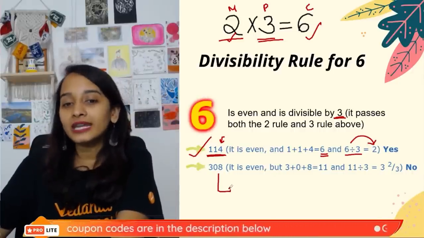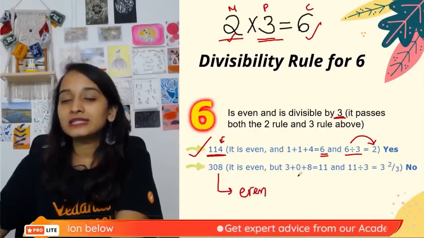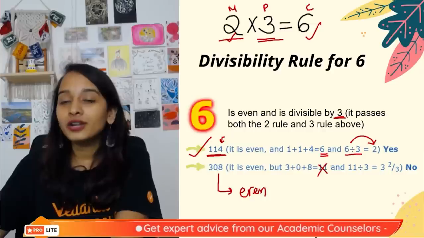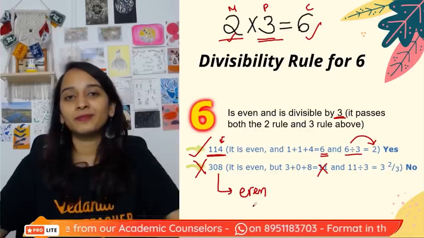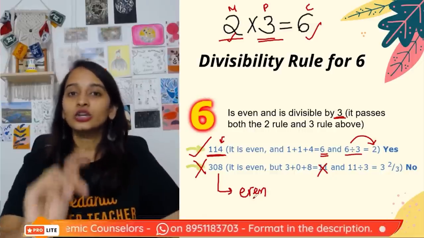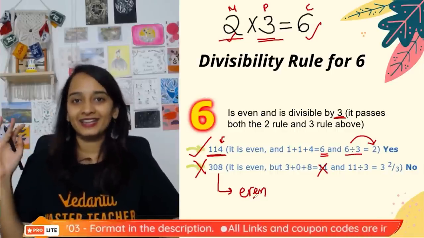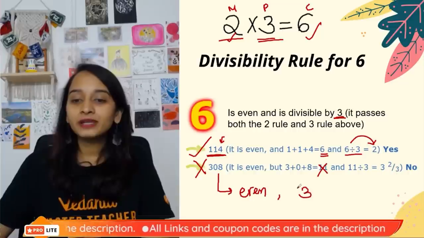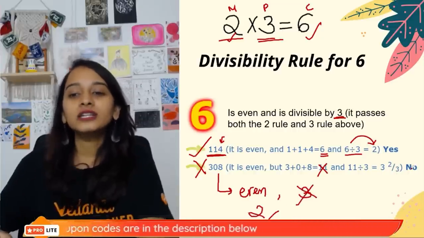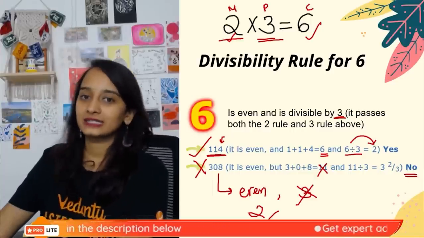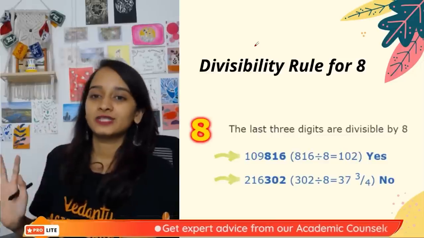Now 308 is divisible by 2 because it's an even number. But 3 + 0 + 8 = 11, which is not divisible by 3. So this entire number is not divisible by the number 6. क्योंकि अगर मम्मी ने reject कर दिया या पापा ने reject कर दिया, मतलब 6 से divisible नहीं है. Since it is not divisible by 3, but it is divisible by 2, but still not divisible by the number 6. दोनों का test pass करना पड़ेगा, दोनों के rules pass करने पड़ेंगे, तभी divisible होगा.